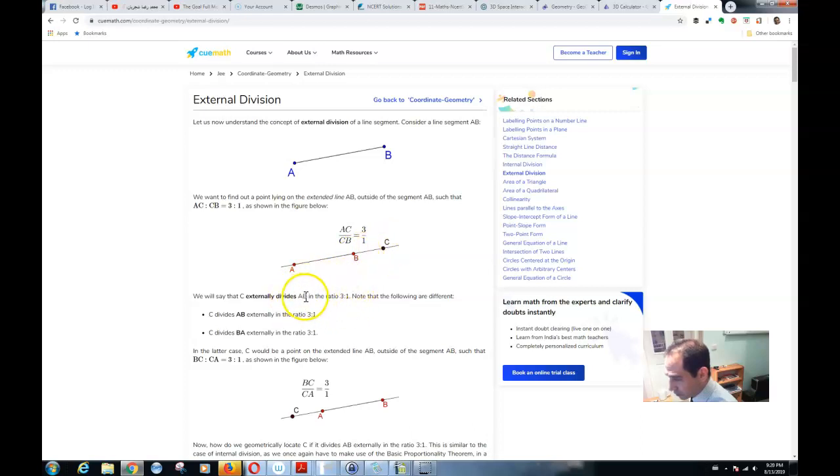3 to 1. And all of these orders are important, meaning that if you say C externally divides AB, it would be different from if you said, for example, C externally divides BA. That would be a different situation, and your point C would end up on the other side of the line segment, much closer to A, on the left side of A. So these are important. We will say that C externally divides AB in the ratio 3 to 1.